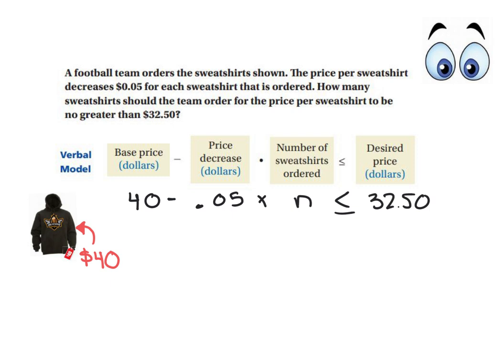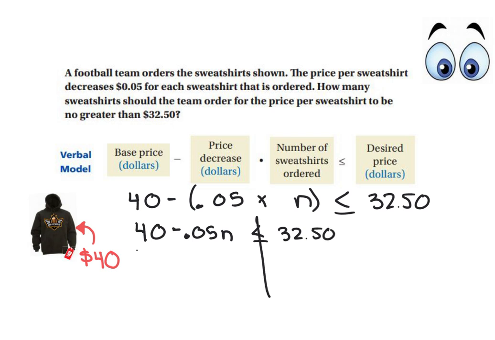So let's first combine our terms here that we can. Technically, I guess we're not combining terms, but you can see we are multiplying 0.05 times n. So let's just rewrite this as 0.05n. So we have 40 minus 0.05n is less than or equal to $32.50.